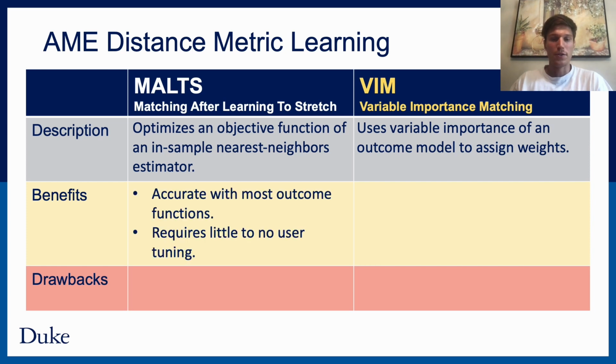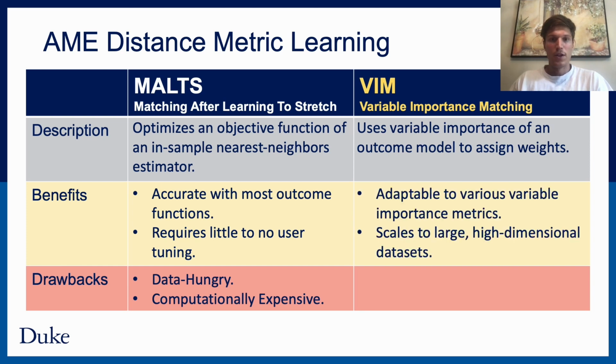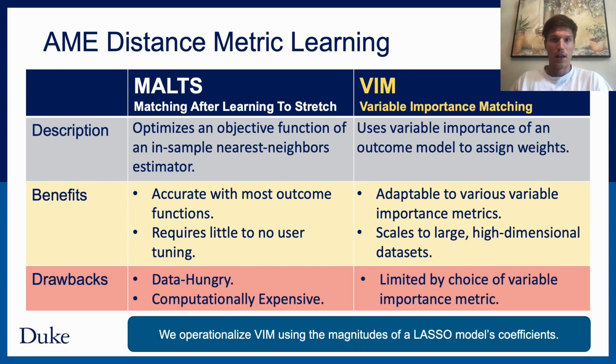Now, the benefits of MALTS are that it's accurate to most outcome functions and requires little to no user tuning. However, the objective function is data hungry and computationally expensive, and therefore does not scale well to large and high dimensional data sets. So we made VIM adaptable to various variable importance metrics, and therefore it can be configured to scale to large and high dimensional data sets. However, it's important to note that you must choose a variable importance metric that works for your data set. In our paper, we operationalized VIM using the magnitudes of lasso model coefficients as the weights.